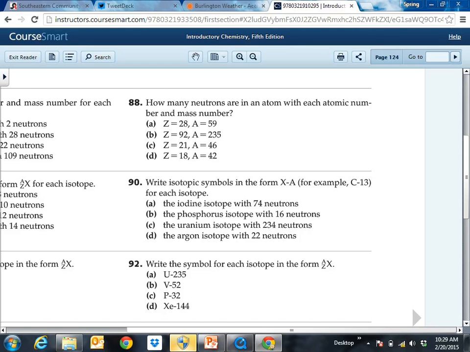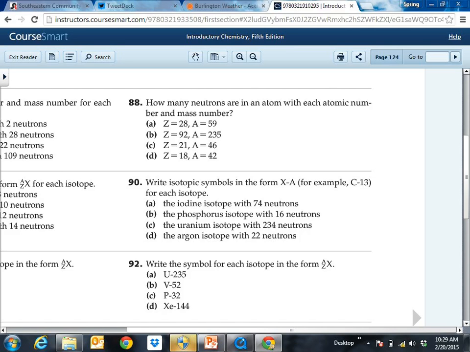So 88 says how many neutrons are there if, for instance, you have an atomic number. Z is the atomic number, and A is the mass number. Okay. So of course, to get neutrons, we're going to subtract the atomic number from the mass number. For 90, let's just do the first one, A, for an example. You're going to do A through D, but let's do A together.